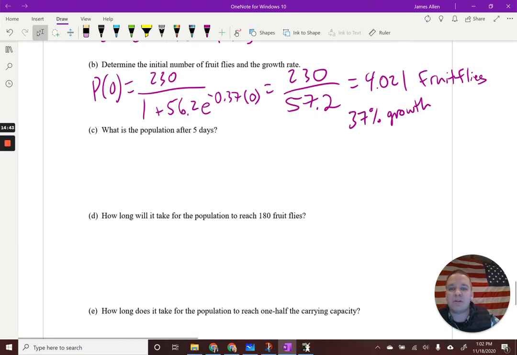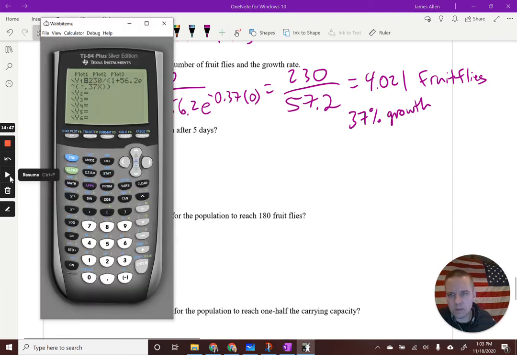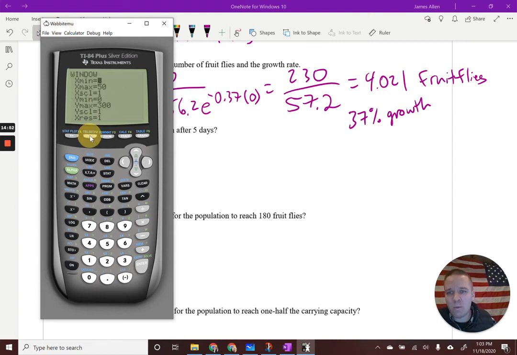Looks like we're going to have to plug this into our calculator here by part D. So I'm just going to plug it in right now, and we'll use that. Alrighty, so I have it in my TI-84 Plus Silver Edition emulator, and I've adjusted my window accordingly. I went for 50 days. That seems pretty decent. And I changed my Ymax to 300 since my carrying capacity is 230. I wanted to see a little bit above it. Everything else stayed the same, so let's go ahead and graph it.